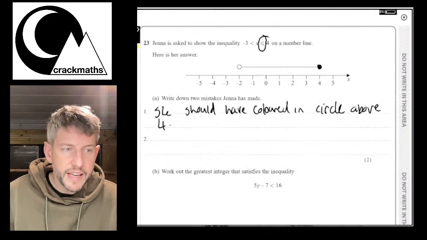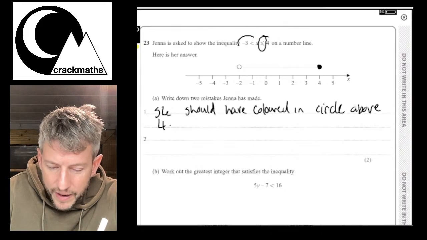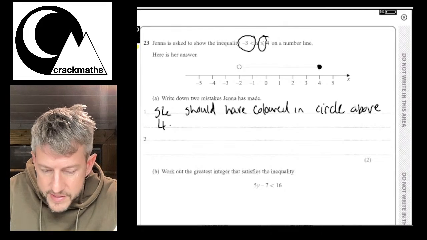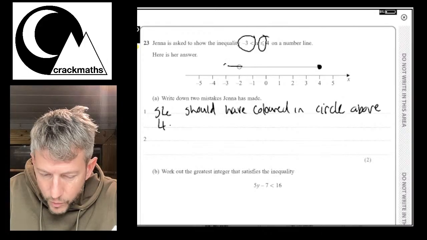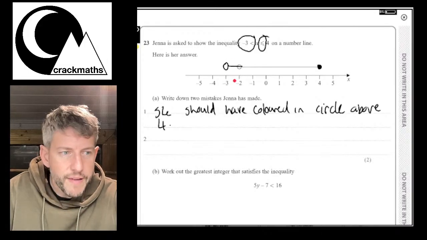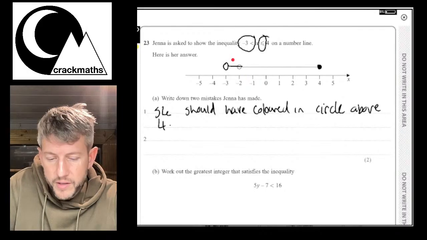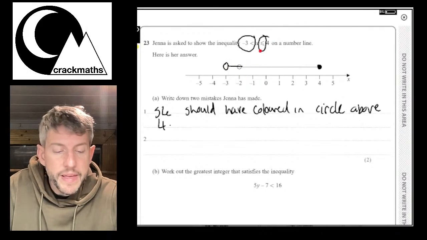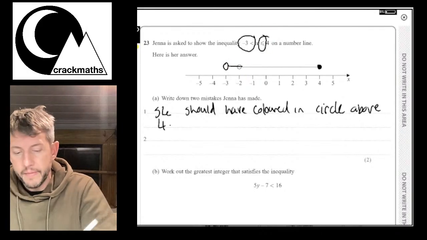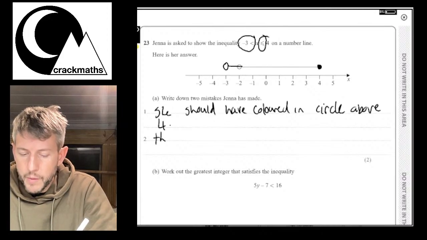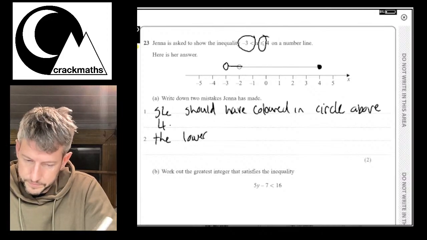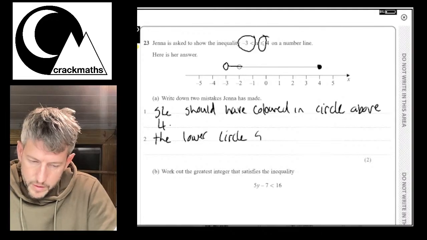Okay, the second thing is, it's actually greater than -3. So this circle here should have actually gone down to here, because all of these values, like -2.5, -2.6, they would be included within that inequality. Okay, so the lower circle should have been above -3.